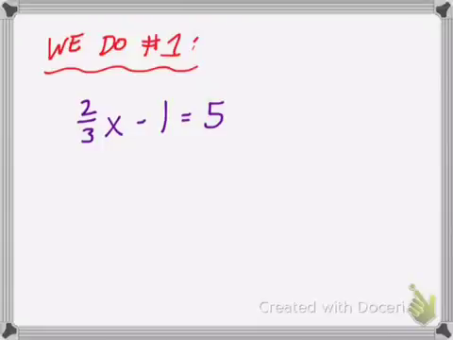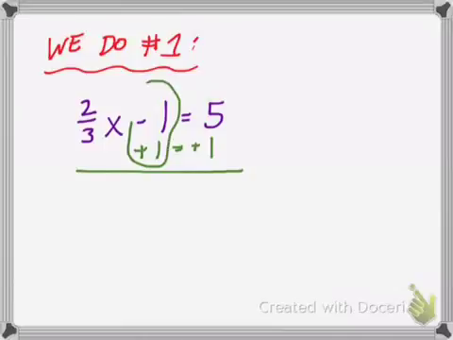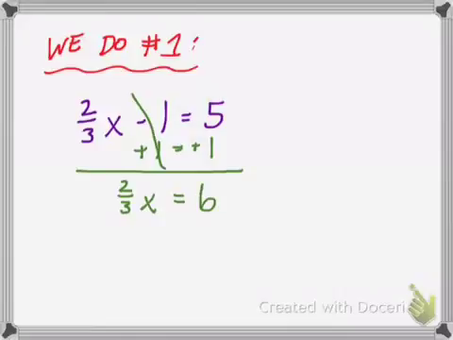So I know that the opposite of subtracting 1 is adding 1, so I add 1 to both sides of my equal sign. And then if I look here, the minus 1 plus 1, they cancel out, so I can cross it out, and then I bring down my 2 thirds x, bring down my equal sign. 5 plus 1 I know is 6. So now we're at 2 thirds x is equal to 6.